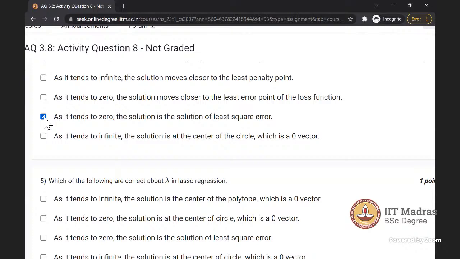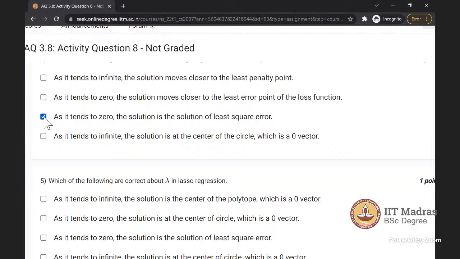Okay, this is slightly ambiguous, I would say, because if we see it that way, option B and C will become the same. But we are saying as it tends to 0, right? Then wouldn't it be B? The solution moves closer to the least error point of the loss function. I think this option B is a bit confusing. This is not clearly written. There is no uncertainty about it, right?